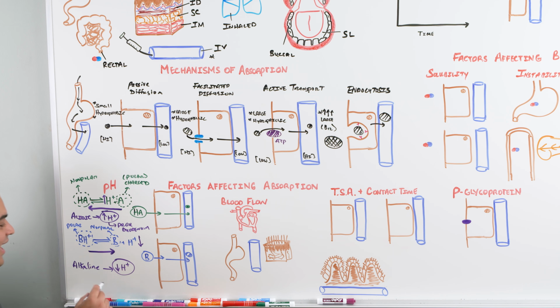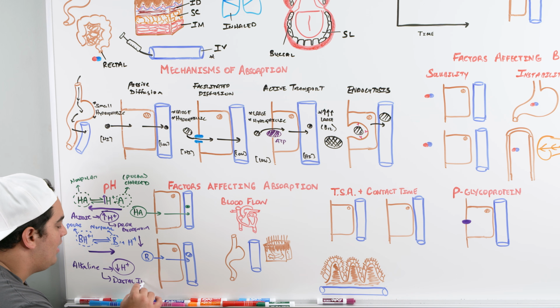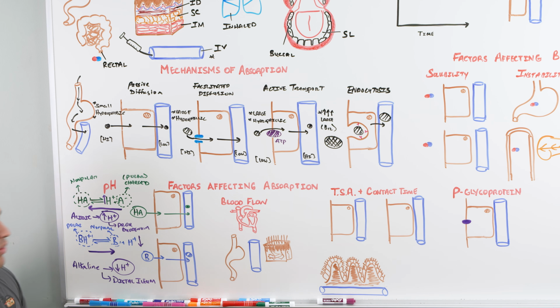So we say that weak bases would be best absorbed in the parts of the GI tract where it's very alkaline. Definitely not near the stomach, definitely not the proximal duodenum, definitely more distal small intestine, like the distal ileum. So it's important to remember that that's where the drugs will actually be best absorbed.